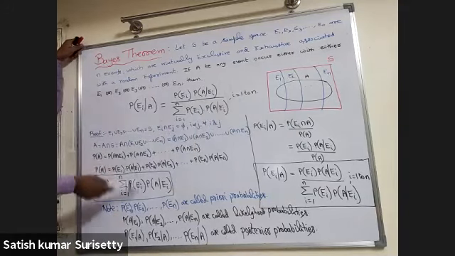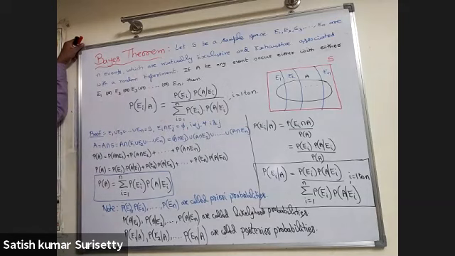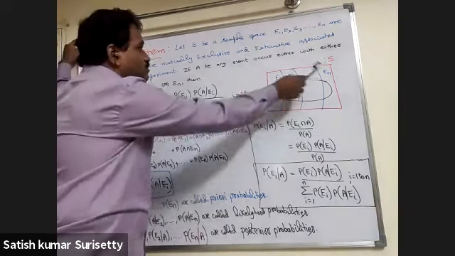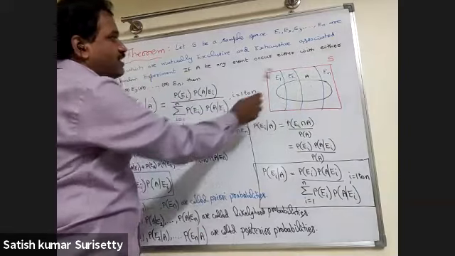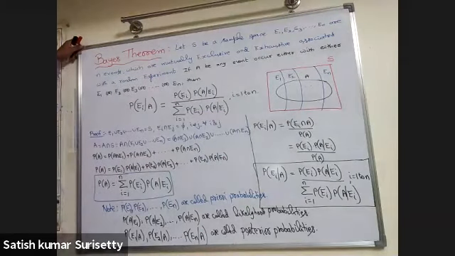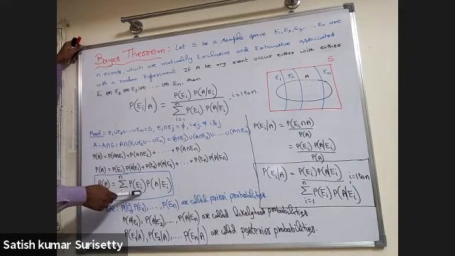This is almost similar to the previous one, the total probability theorem. That means the entire derivation of the total probability theorem will be part of it. So here S is a sample space, E1 to En are mutually exclusive and exhaustive events. Then previously we have derived probability of A as sigma i equal to 1 to n P of Ei into P of A given Ei.